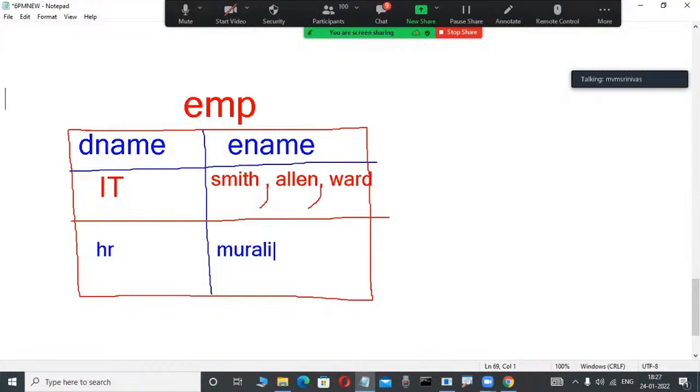Anybody guess it? Either Oracle, SQL Server, or DB2. Is this table working or not working? Maybe guess it. Anybody? Very good. One fellow is telling really correct. This is not working.